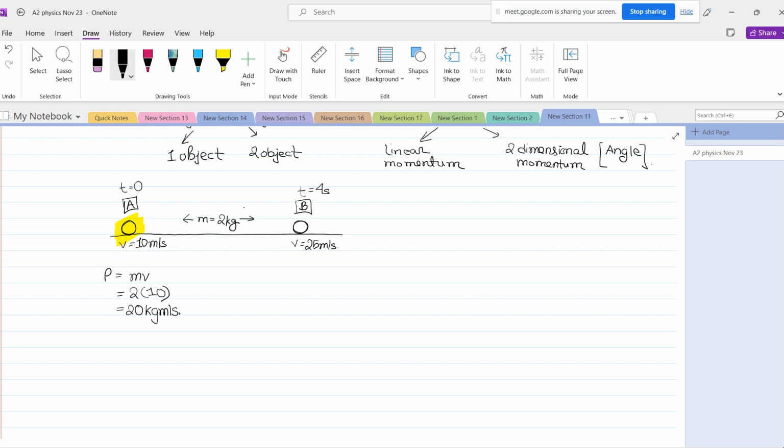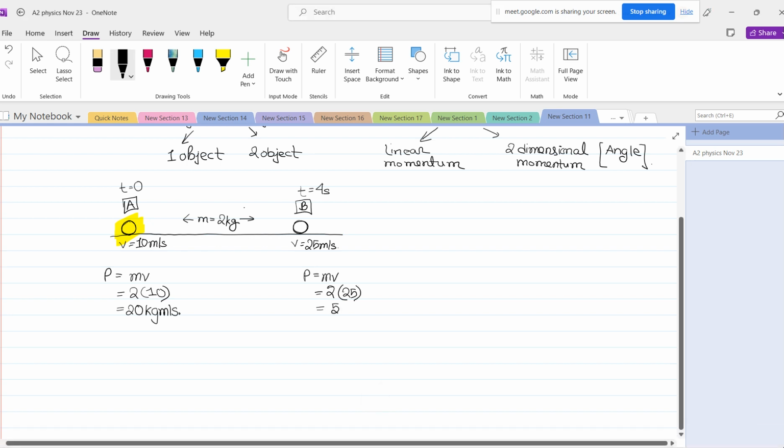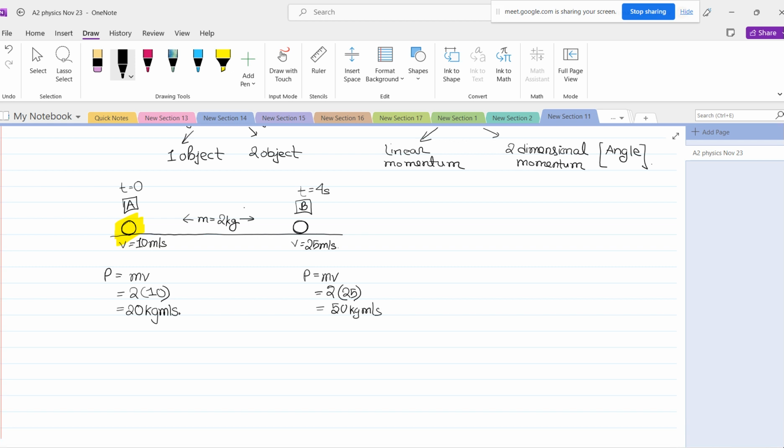Okay, sorry. As I was saying, if we are working with momentum for the particle at position B, then p equals mv, where the mass is 2 and the velocity is 25. If you multiply it, you get 50 kg m/s. So this is the information that you get for every specific point. Remember that momentum is a vector quantity, and vector quantities always depend on two criteria, that is magnitude and direction.